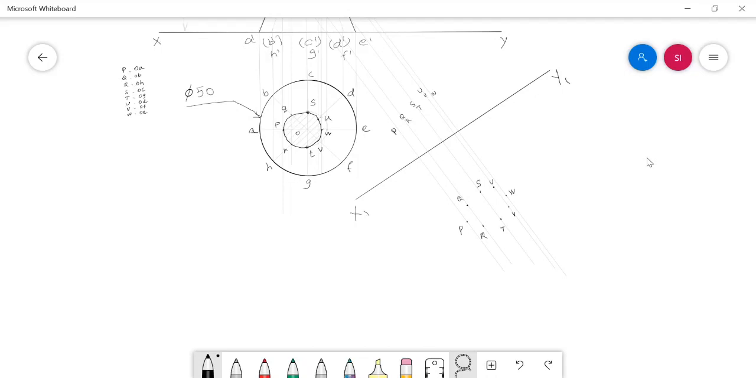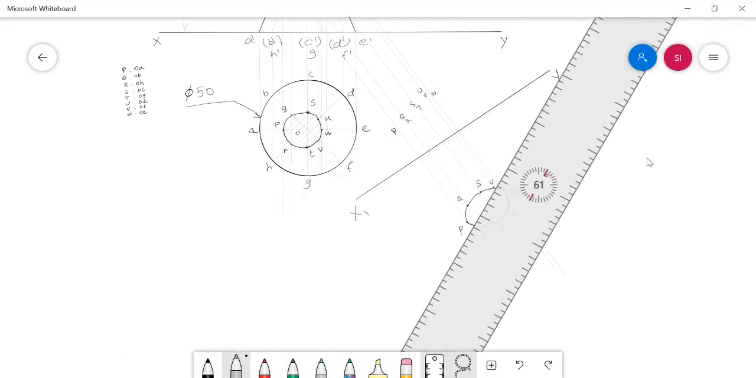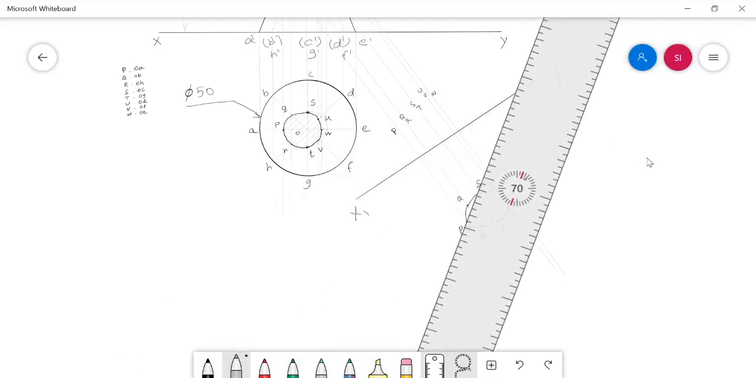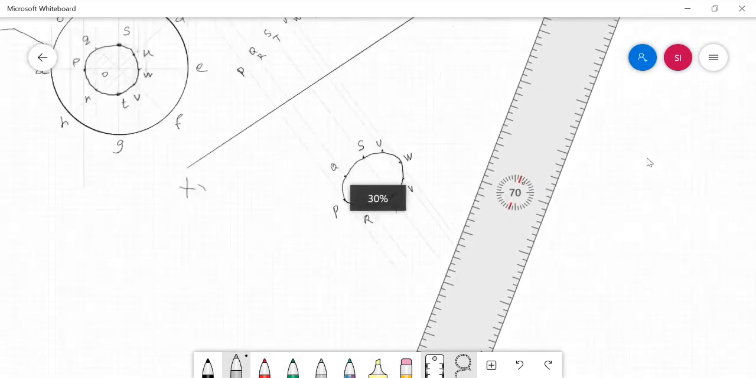And now connect all the cut points with a smooth curve, not with straight lines. So first roughly connect them using the French curve and then with the HB pencil you can connect them in a fair manner in your paper. After that we have to hatch the surface bounded by connecting the cut points in the true shape of the section by our usual procedure.